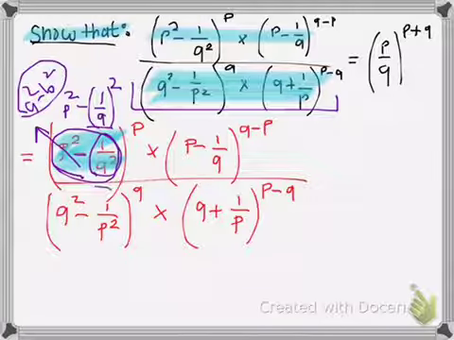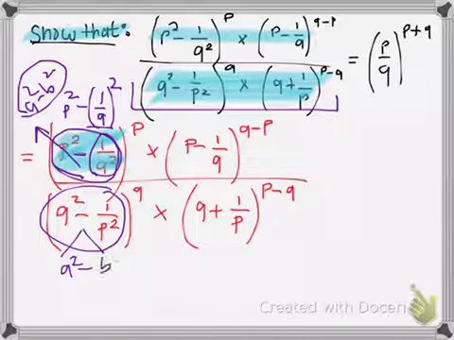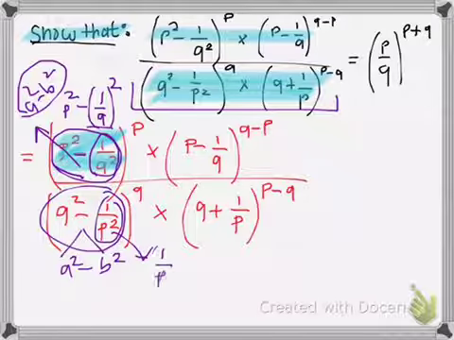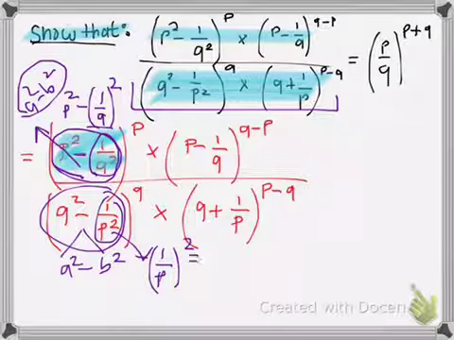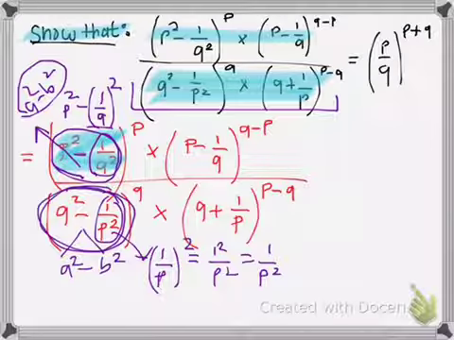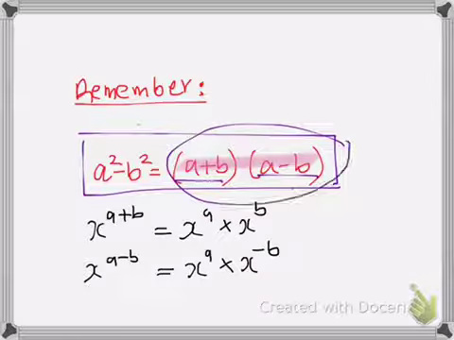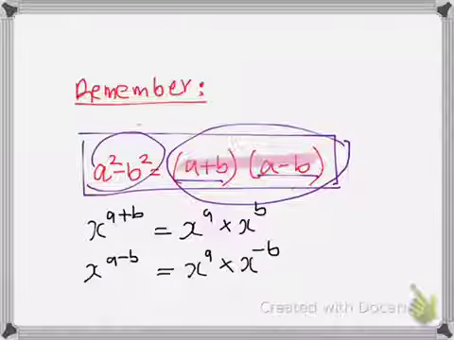We can also say that this expression right here is also in form a squared minus b squared, since 1 divided by p squared can be written as 1 divided by p whole squared. So on solving we get the same 1 squared by p squared, which is 1 divided by p squared. So we can say that this expression is also in form a squared minus b squared, so it can be expanded in form of a plus b, a minus b, which is the formula for a squared minus b squared.